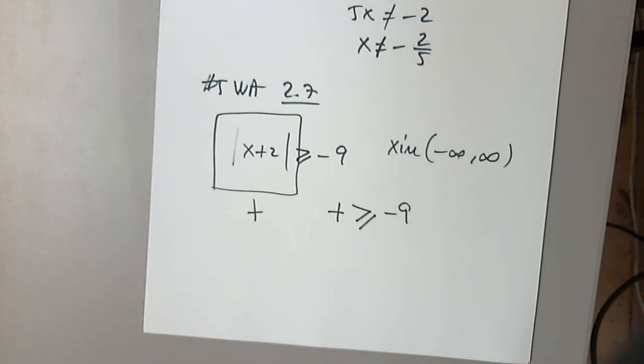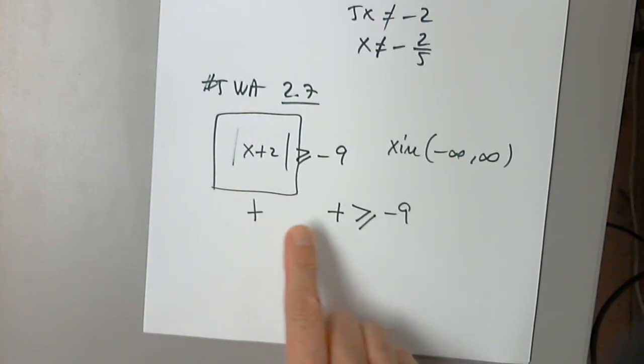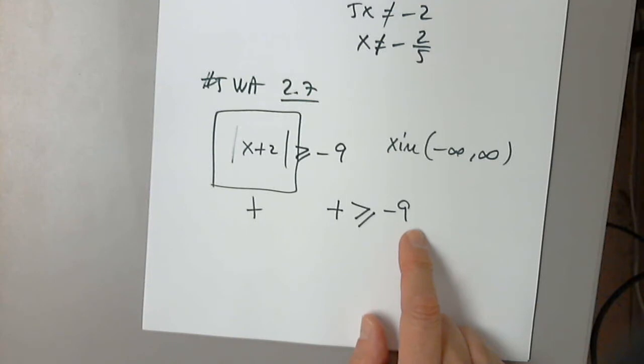Plug in any number. -5. -5 plus 2 is -7. The absolute value is 7. Is 7 greater than or equal to -9? Plug in 0. 0 plus 2 is 2. The absolute value of 2 is 2, greater than or equal to -9? So you don't actually have to solve? There is nothing to solve. Any number will work because a positive number will always be greater than or equal to -9.